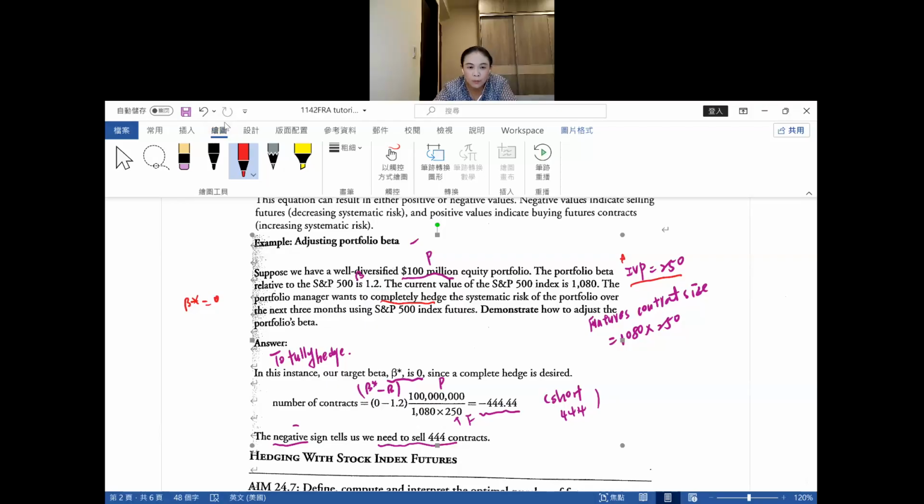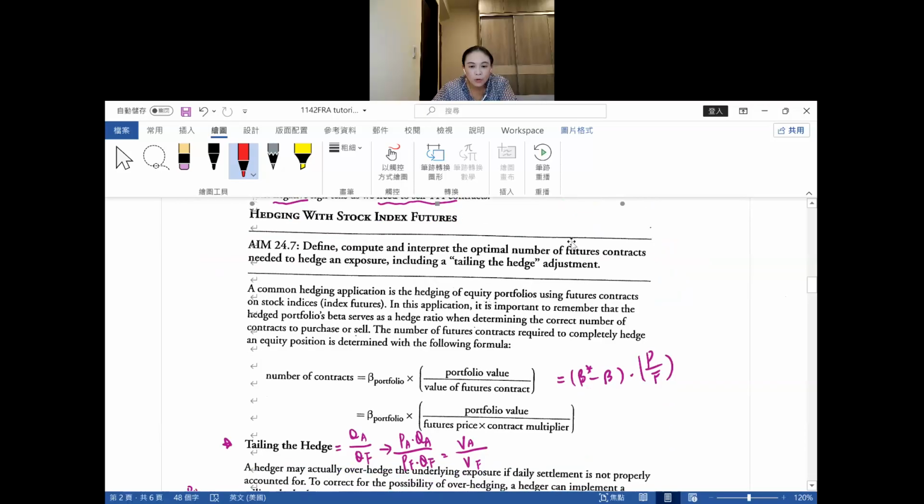Then we demonstrate how to adjust the portfolio beta. To fully hedge, our beta star equals 0, and our original beta is 1.2. So the number of contracts will be 0 minus 1.2, multiplied by 100 million, divided by our contract size, 1080 multiplied by IVP. The answer would be minus 4444.44, and this is a rounded number. So we should go short 444 contracts. This is pretty straightforward. We learned that before already.